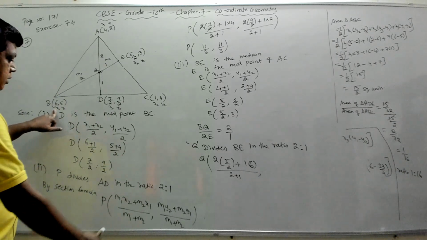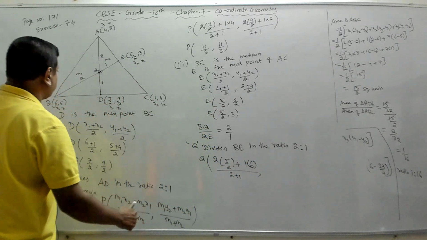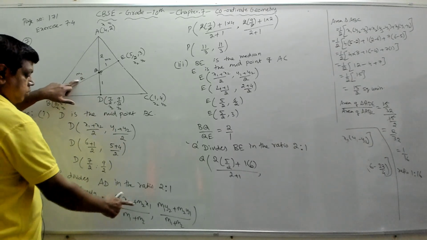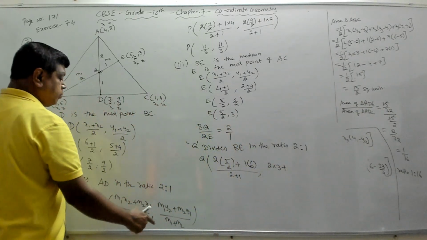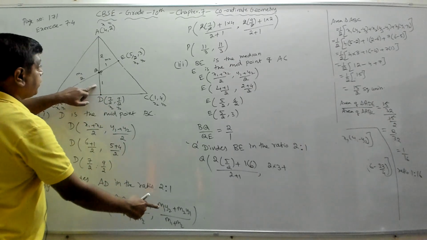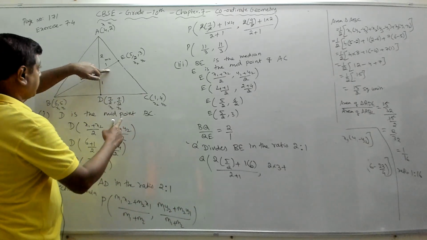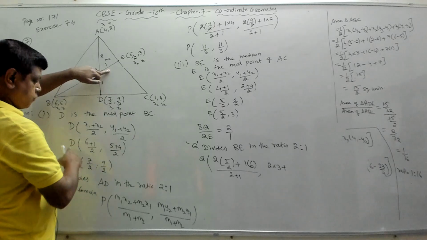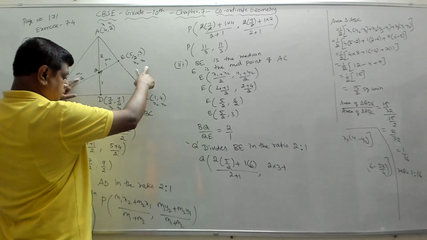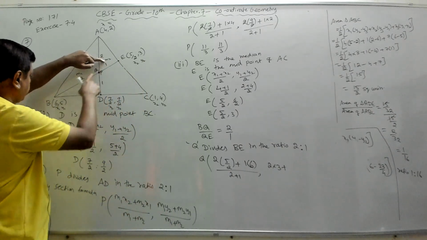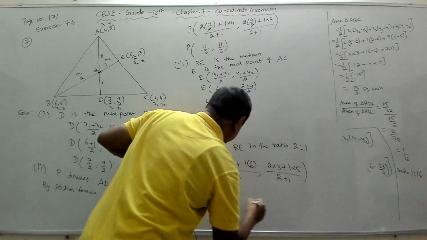the next one is M1 y2. M1 is 2 into y2, y2 is 3, so 2 into 3, plus M2 is 1 into y1, y1 is 5, so 1 into 5, by M1 plus M2. So the 2 will get cancelled.